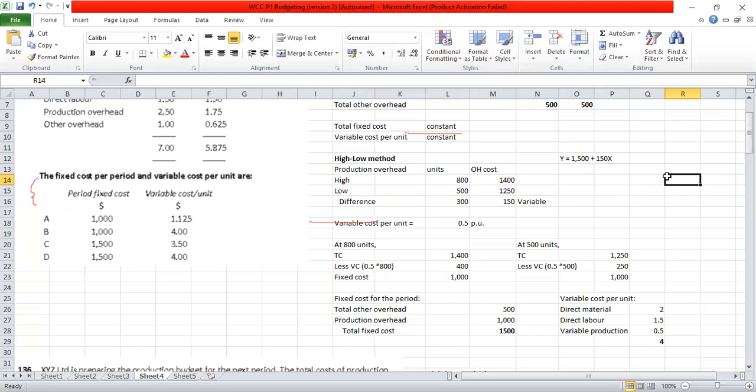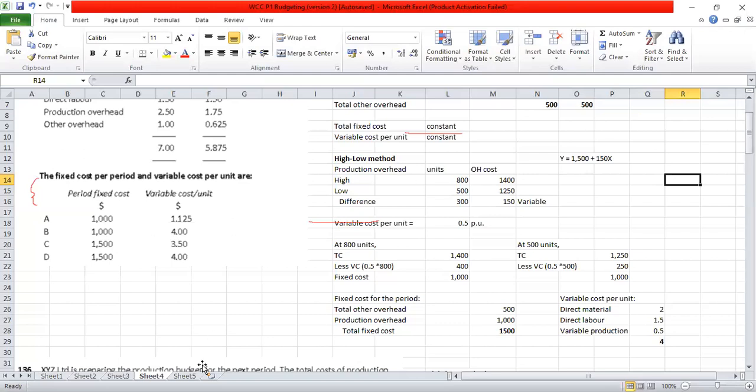Y is equal to 1,500, which is fixed cost, which is a constant. It doesn't get affected by changes in any other variable. But variable cost keeps varying with the changes in output. X is output. So the equation can be framed like this: y is equal to 1500 plus 150x.